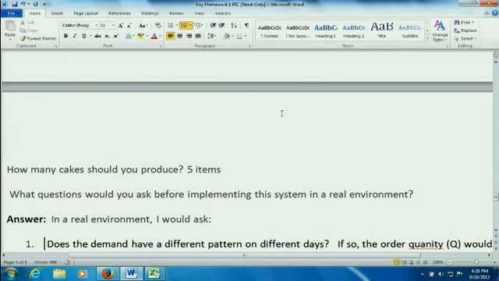Now, if I was in a situation where I'm using the Newsvendor to compute these cakes, right? Every day, I have to decide how many cakes to make. And I assume it follows that distribution. There's such probability of 1, 2, 3, and 4. Well, what questions would you ask to get it implemented in a real environment? Well, the first one is, does the demand have a different pattern on each day? If so, the optimal order quantity would have to change. Maybe people like to buy cakes on Friday for the weekend, right? So that's the first thing.